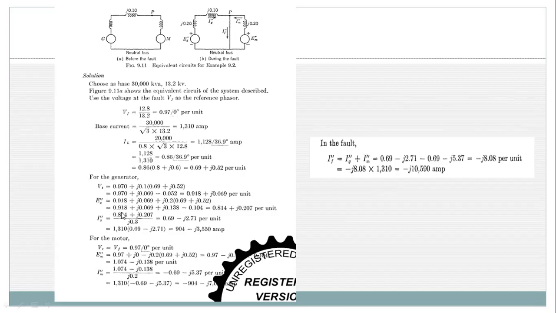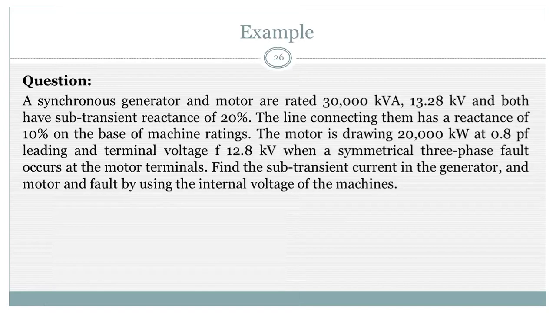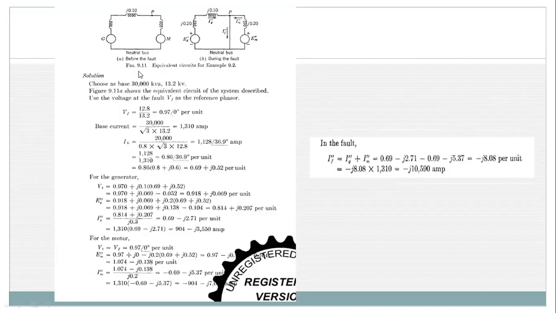Now, if we add the internal drop to this terminal voltage, we can easily find out the internal voltage of the generator. So internal drop means current into the internal reactance of the generator, and the internal reactance of the generator is 20%, means j0.2. So easily we can find out the internal voltage of the generator. So if we divide this internal voltage of the generator by the reactance, we can find out the subtransient current.